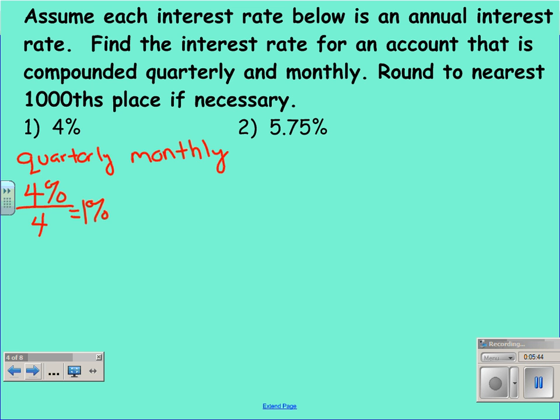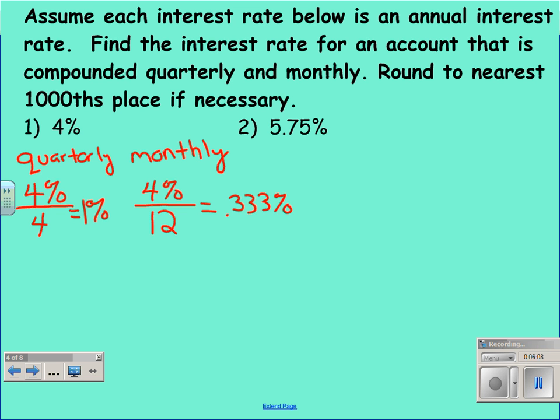If I'm doing that monthly, then once again, I'm going to take my 4%, but this time I'm going to divide by how many months are in the year. 4 divided by 12 is going to give me 0.33, it says thousandths place, so 3.3333%. We want to make sure we're rounding accurately.